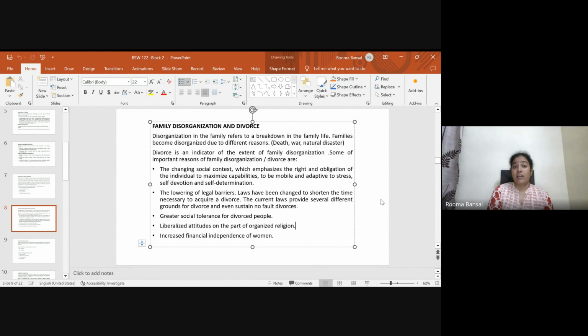But nowadays, religions or religious groups also allow people to get separated or get divorced. Liberalized attitude means an open attitude on the part of organized religion, meaning they are accepting that people can get separated on various grounds.